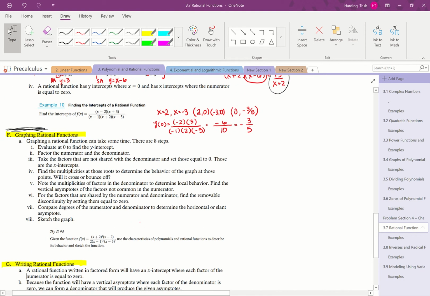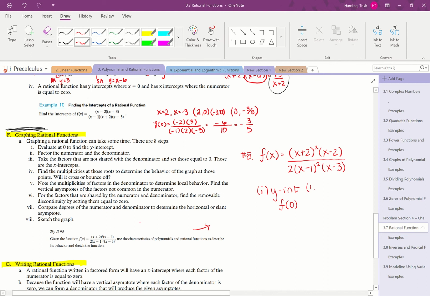All right. So this is number 8. We were given the function f of x equals x plus 2 squared times x minus 2 over 2 x minus 1 squared times x minus 3. The first thing we're going to do is find the y-intercept. So we are going to set x equal to 0 because a y-intercept occurs when x equals 0.